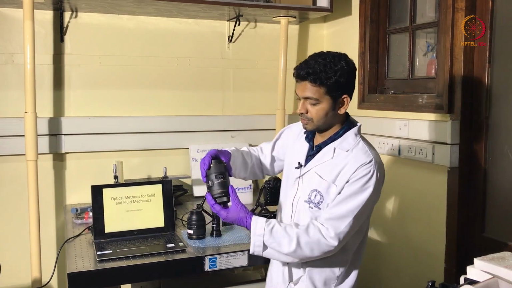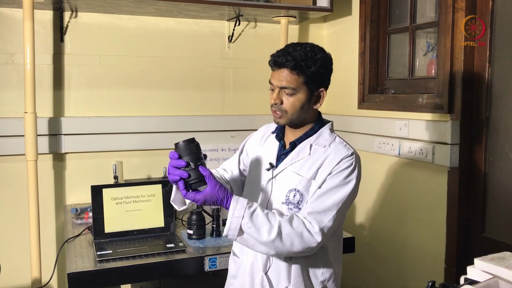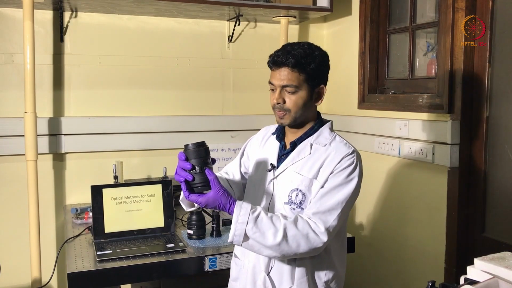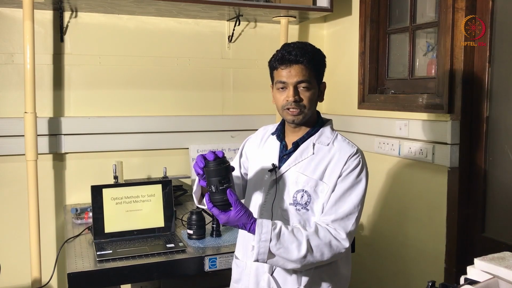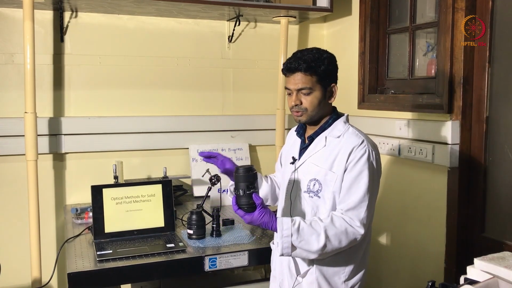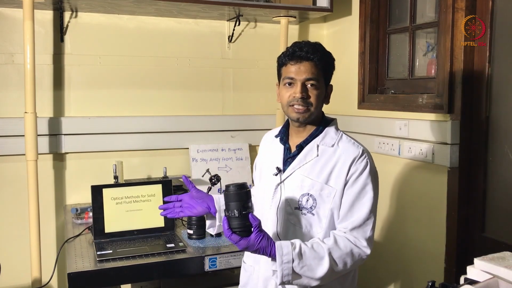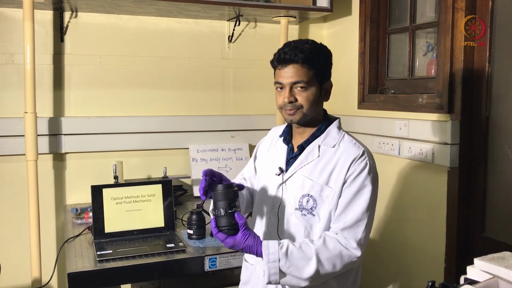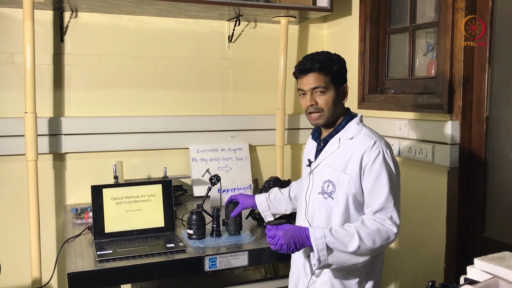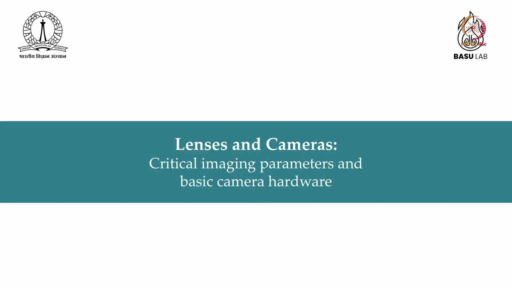Then we have a Sigma macro lens. It's a prime lens with fixed focal length of 105 mm, and the field of view and the resolution is in between these two lenses. So depending upon the requirement, you can choose different lenses that are available in the market. Now I will move to the different imaging parameters that you can set in the camera to get desired imaging.